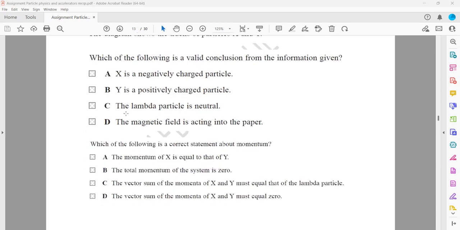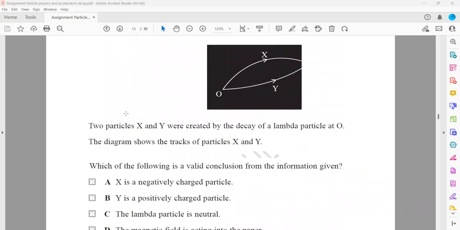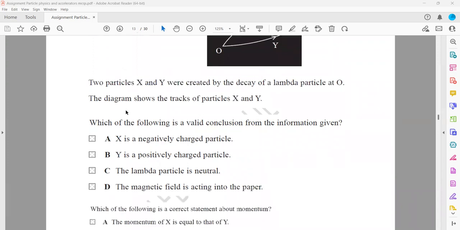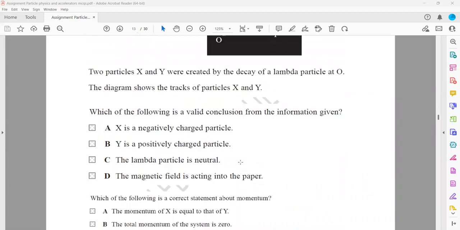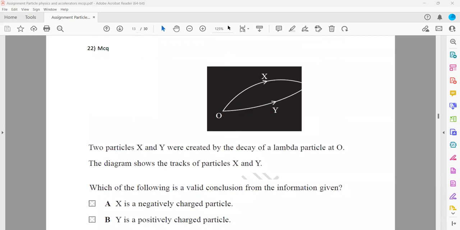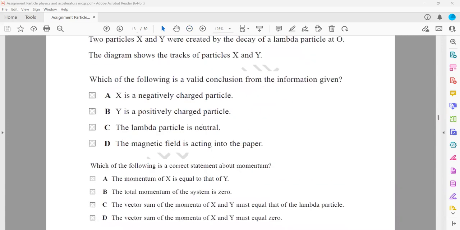Which of the following is the correct statement about the momentum? The total momentum is conserved. The momentum before collision should be equal to the momentum after. The momentum of X is equal to the momentum of Y. Momentum is a vector quantity, and the curvature of the tracks is different. If they had the same momentum, they should have the same curvature as well, but it does not look like they have the same curvature. So we cannot say they have the same momentum.